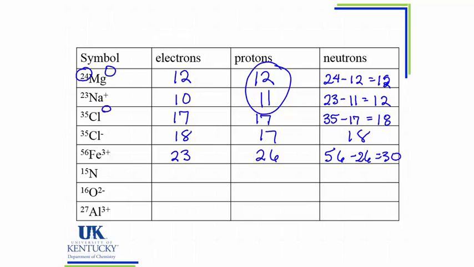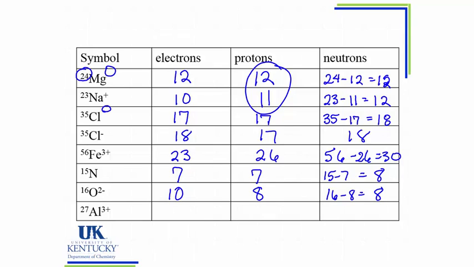Nitrogen has 7 for its atomic number. So there's 7 protons. It has no charge. There's 7 electrons. 15 minus 7 is 8 neutrons. Oxygen is 8 for its atomic number, so that is 8 protons. It has a 2 minus charge, so it has to have 2 more electrons. And then you would take the 16 minus the 8 to get 8 neutrons.